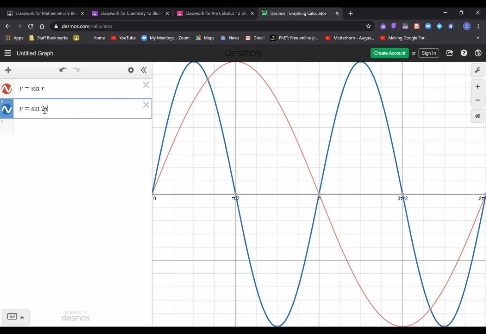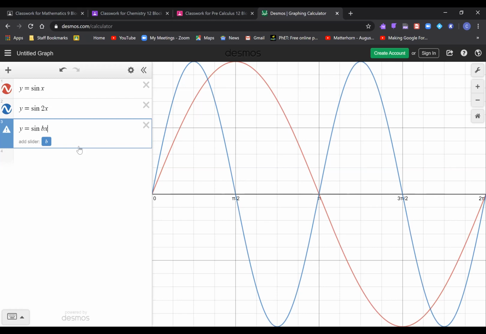But more importantly, it gives you a compression of the graph. So the period's different now. So for example, the red graph went from here all the way to 2 pi, but the blue graph repeats its pattern after pi. And in fact, you can actually do something I think interesting here. If you go y equals sine bx, you can actually create a slider bar here.